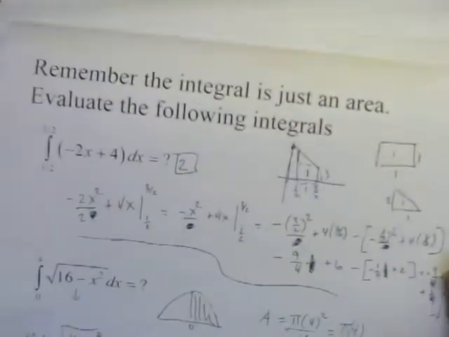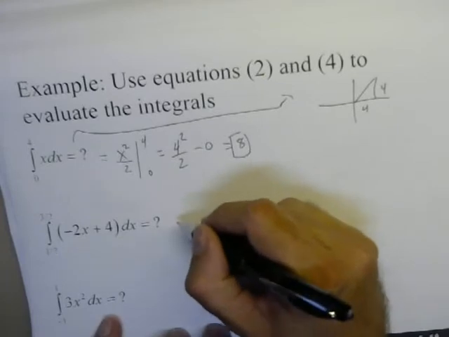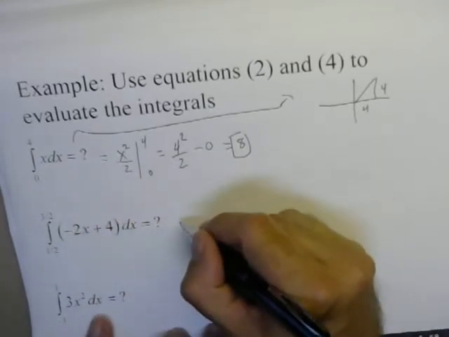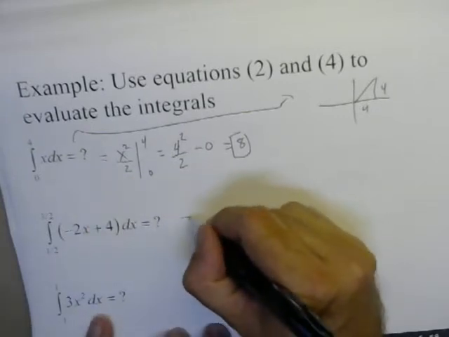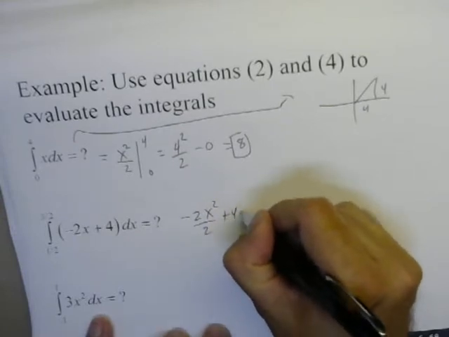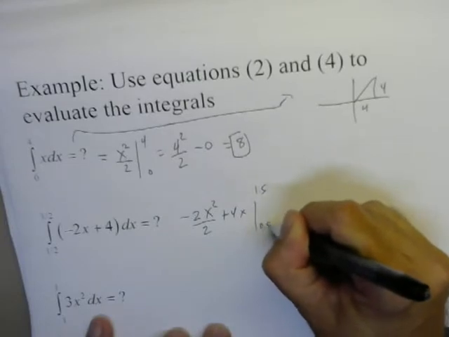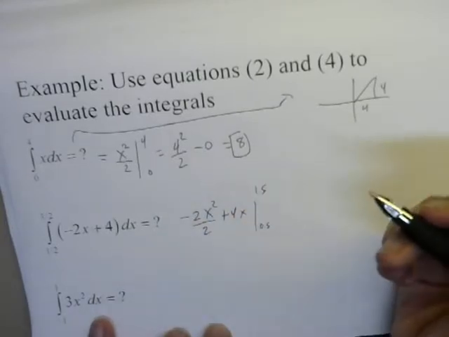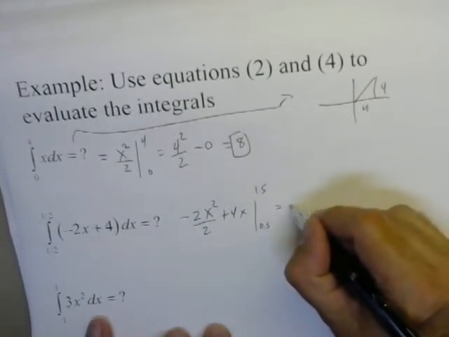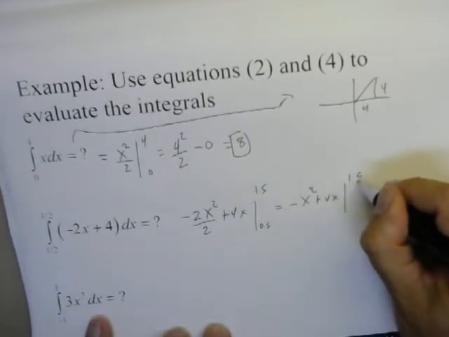Back here, maybe I'll do it again just because I kind of messed that up. Again, you can take the integral of each thing separately, and you can pull constants out. So that'll be basically minus 2x squared over 2 plus 4x, and then evaluate it at 1.5 and 0.5, because 3/2 is the same thing as 1.5. And then just simplify that. That'll be negative x squared plus 4x, evaluated at 1.5 and 0.5.